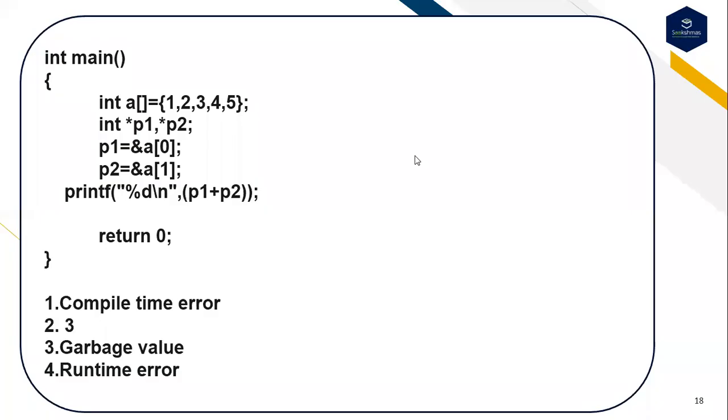There's a fifth question: int main, int array A, then I have initialized 1, 2, 3, 4, 5, and 2 pointers of type integer. P1 holds the address of the first element of the array. P2 holds the address of the second element of the array. printf %d P1 plus P2. These are the following options: compile time error, 3, garbage value, followed by runtime error. You can pause this video and predict the output of this code.